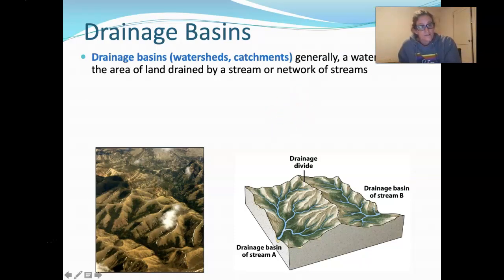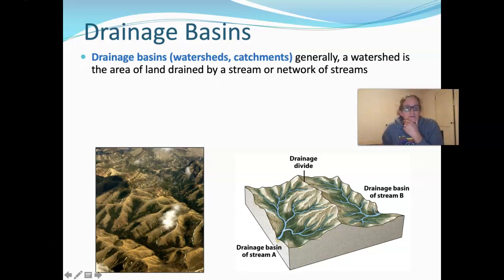Those are drainage patterns. Let's define what is a drainage basin. You may have heard the term watershed or a catchment basin, and those mean the same as a drainage basin. Generally, a watershed is the area of land drained by a stream or network of streams, and you can think of it like a bowl with an outlet. So in this block diagram here, we have two drainage basins. On the left is drainage basin A, on the right is drainage basin B. It's kind of a bowl shape, and the stream here is coming out of the bottom of A, and B comes out the bottom of B.